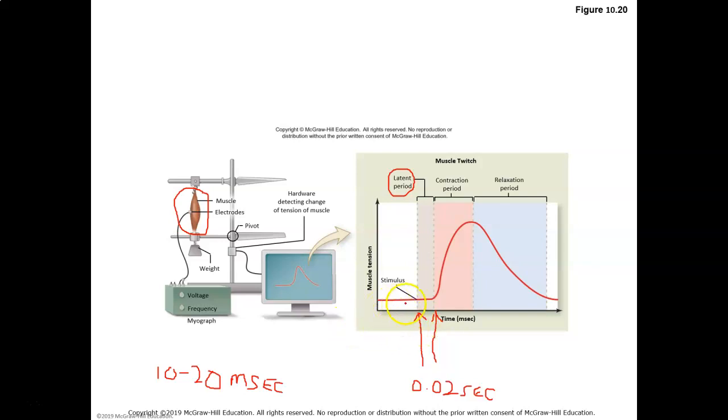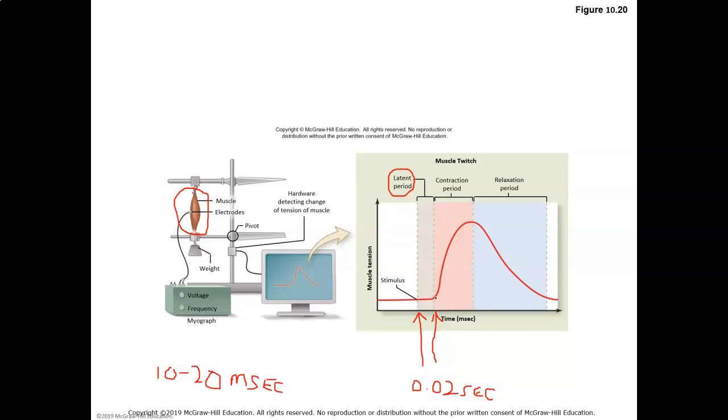That means for 10 to 20 milliseconds, you're just waiting around and nothing's happening. Well, all that other stuff is happening. The sarcolemma is depolarizing. The T-tubules are depolarizing. The sarcoplasmic reticulum is letting go of calcium. The calcium is binding to the troponin. The tropomyosin is moving out of the way. The myosin is binding with the actin. All of those things are happening right here. But of course, there's no force generated.